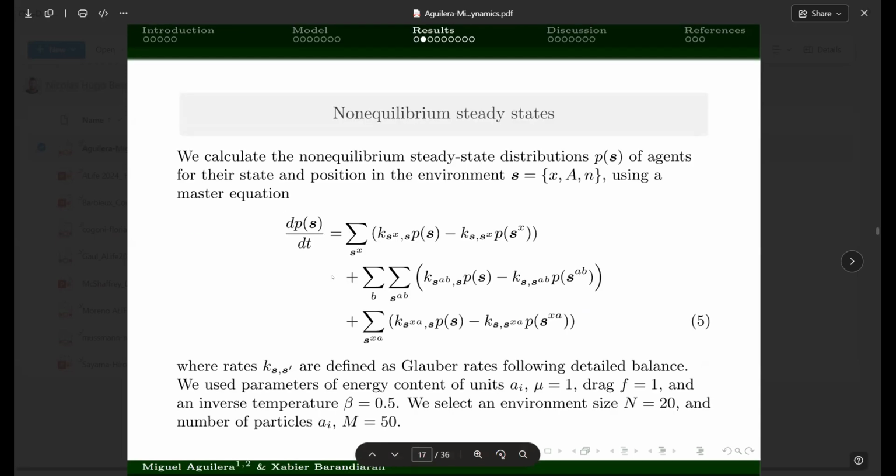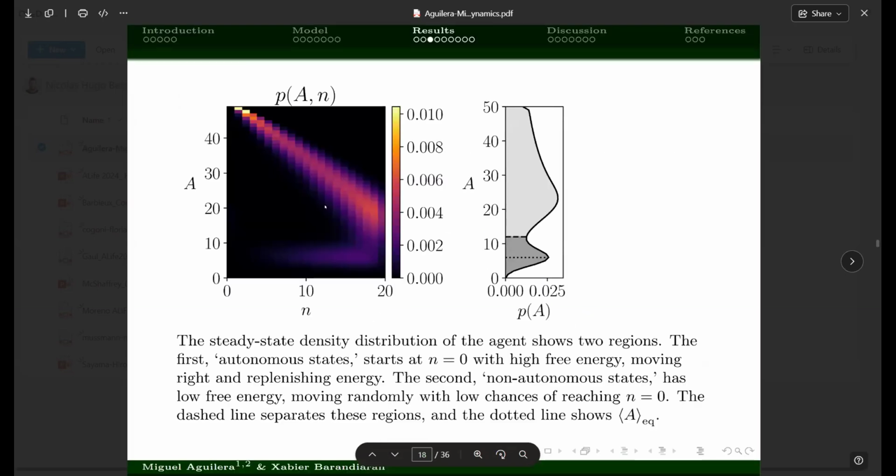So we analyzed the behavior of the agent, and for that we calculated the behavior of the master equation, in which we define the state of the system as X, the sum of energy units A, and the position in the environment N, and we calculate this master equation using Glauber dynamics. I cannot explain in detail, but these are the same dynamic rules that I explained before. Since the model is not that large, we have 20 positions and 50 states of the total energy of the system, we can calculate the non-equilibrium steady state distribution of the system after a while. And this is an exact calculation.